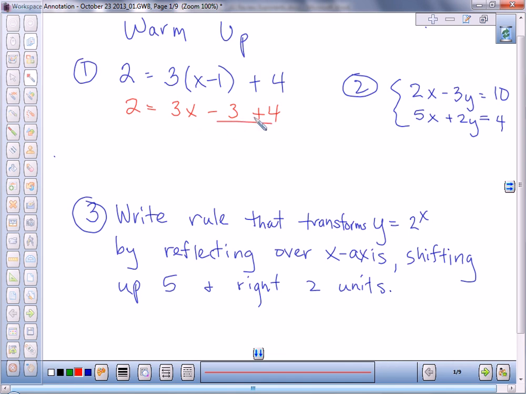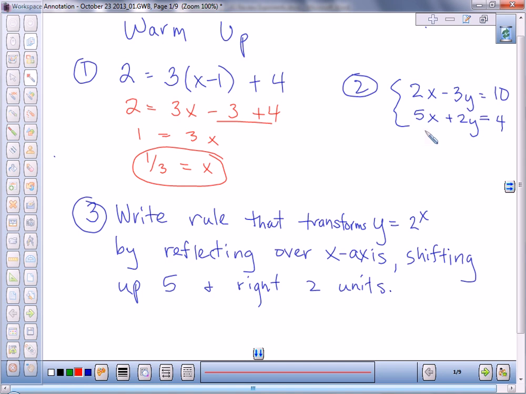So we're going to add these two. We get 1. We move it to the other side. We get 1. We always divide by the coefficient, and sometimes it makes a fraction. I got that. Good. Excellent. That's what I expect. You are meeting my expectations.